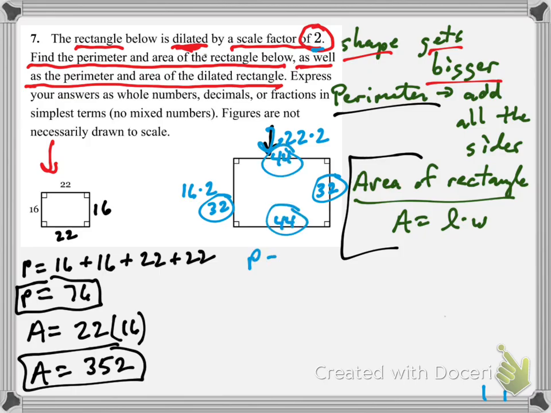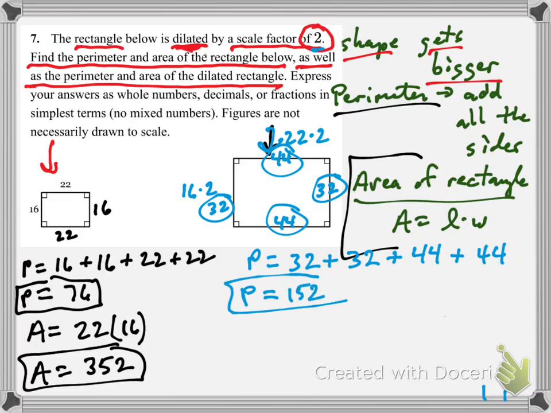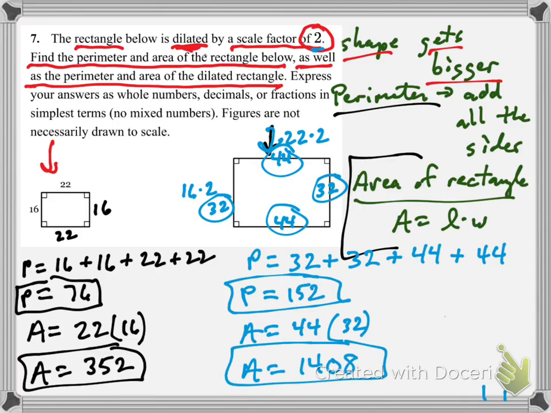So the perimeter is 32 plus 32 plus 44 plus 44. So, let's see. 64, 108, 152. Okay. Area, length times width. So, 44 times 32. So my area, 44 times 32, is 1,408. Now that's one way to do it.